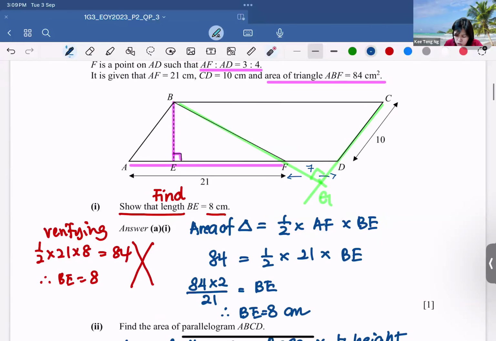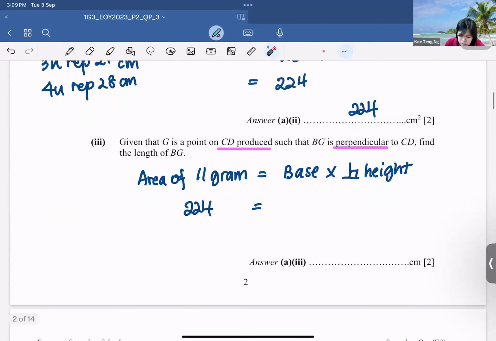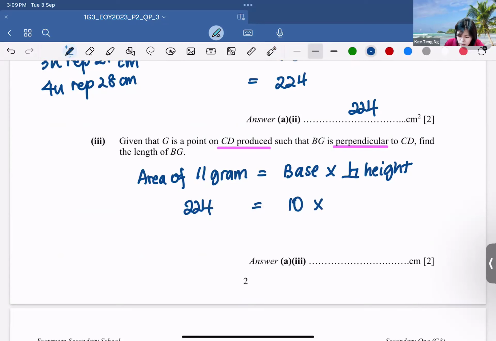It's only this portion, not the extended version. C to D is 10, times the perpendicular height, which is BG. So BG will be 224 divided by 10. So BG is 22.4 cm.